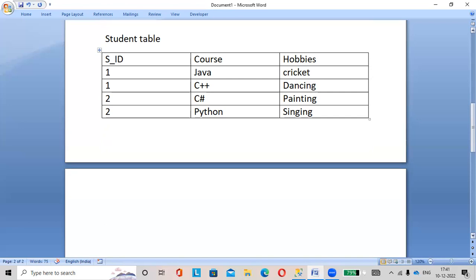No, we require three tables. Student table, course table, hobby table. In student table, student ID, student name. In course table, course ID, course name. In hobby table, student ID, hobby name. We need to decompose here into three tables.